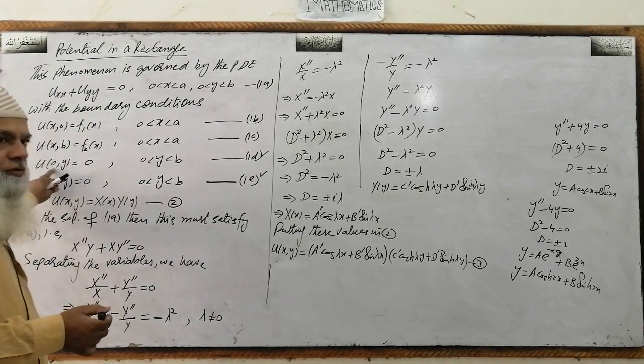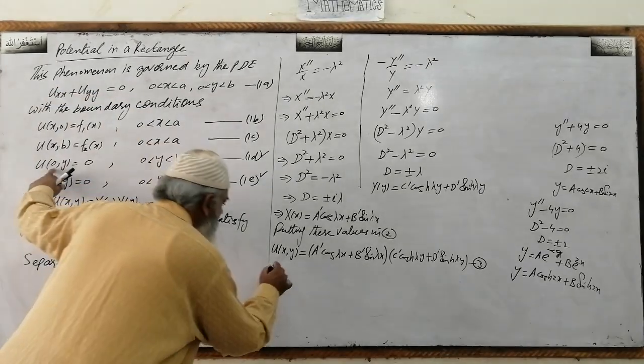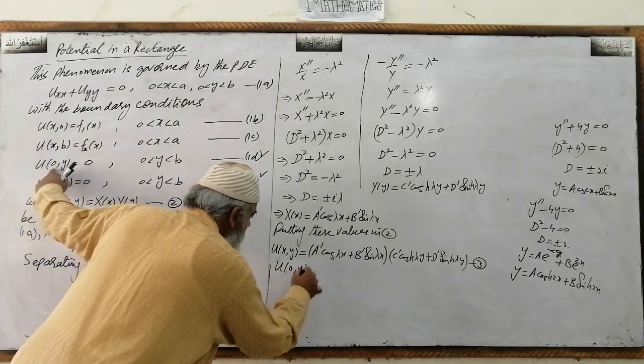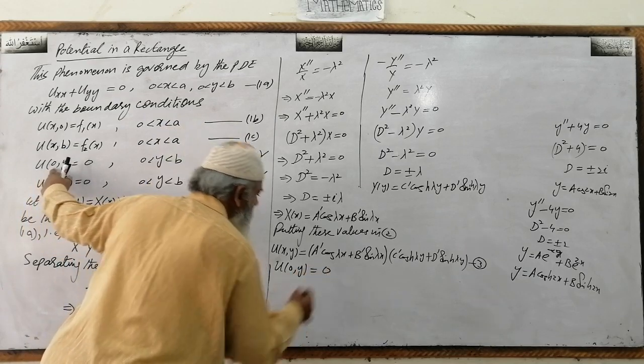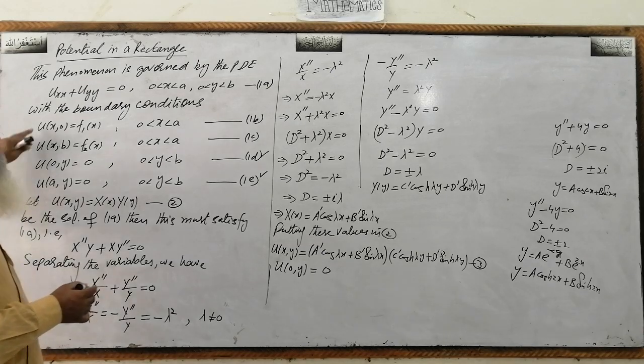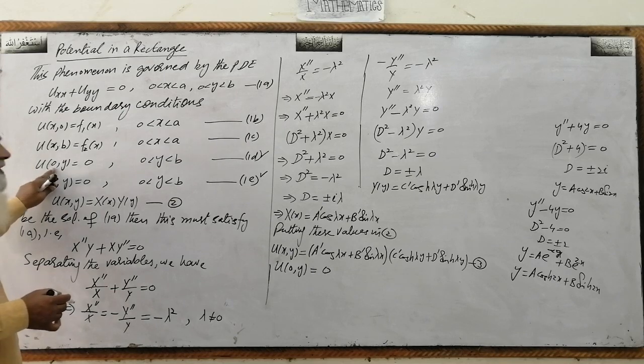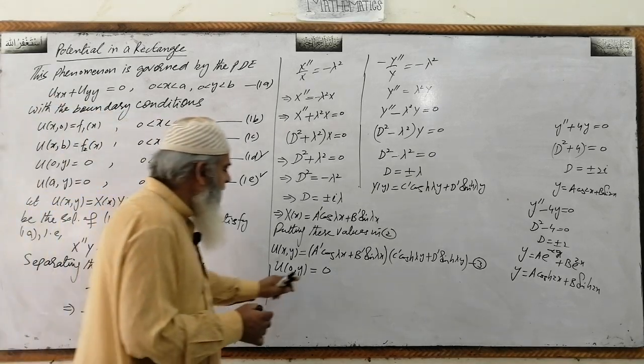Put x is equal to 0, meaning u(0, y) is equal to 0. These two are the homogeneous boundary conditions. First use these two boundary conditions, and later on we will use the non-homogeneous boundary conditions. When you put x is equal to 0, what will happen here?